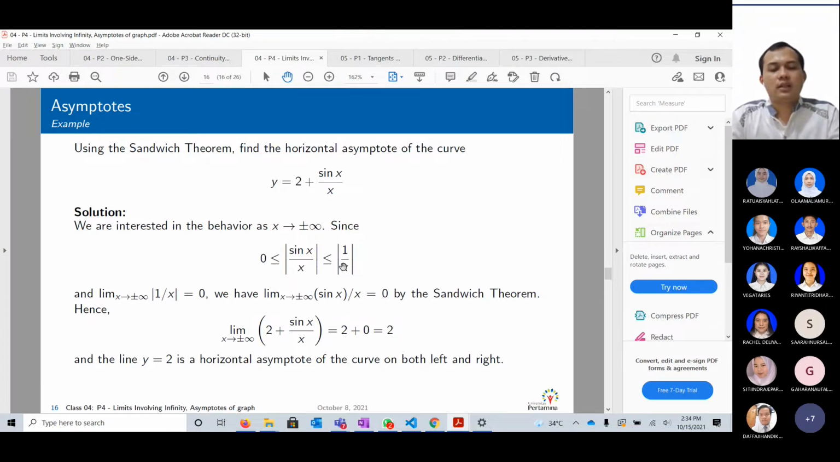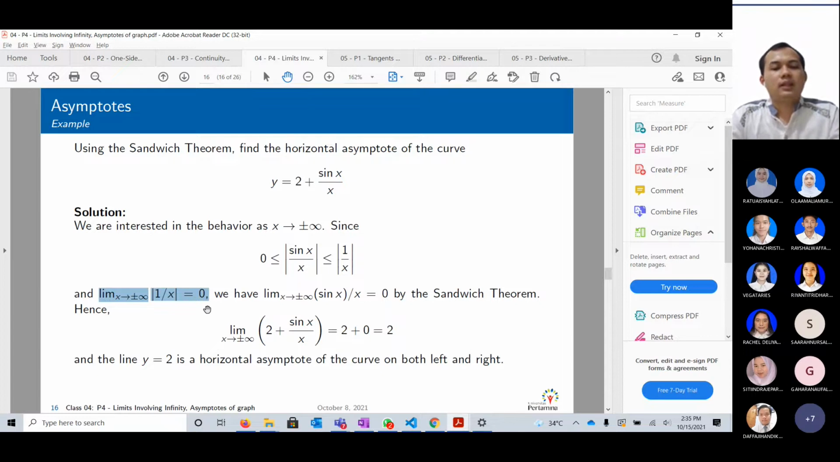So, in this case, we can actually compute the limit x goes to positive or negative infinity of the absolute value of 1 over x, which is 0. This one, is it clear? Jadi limit x menuju tak hingga atau negatif tak hingga dari 1 per x adalah 0. Betul tidak? Yes, sir.